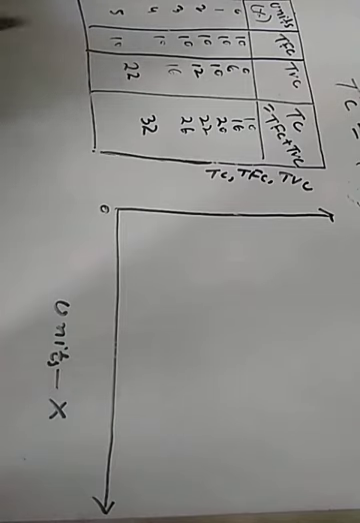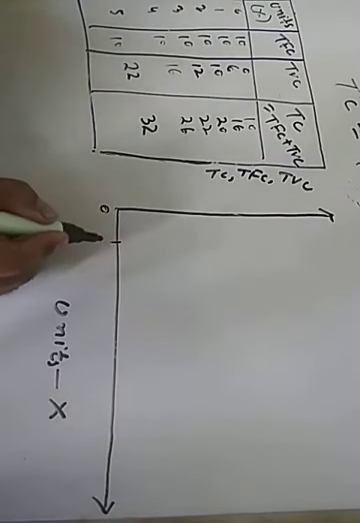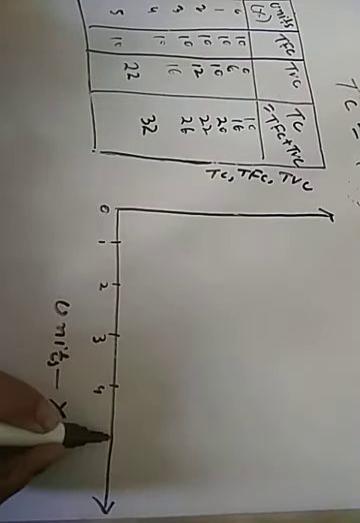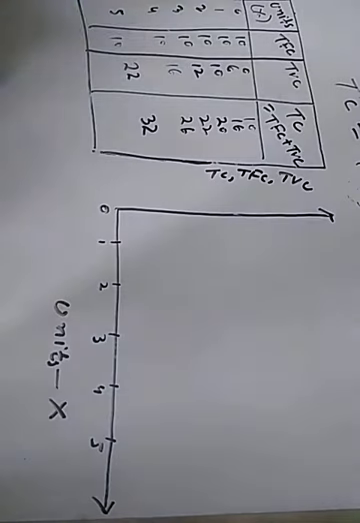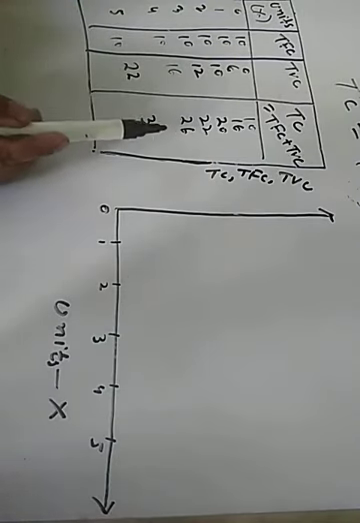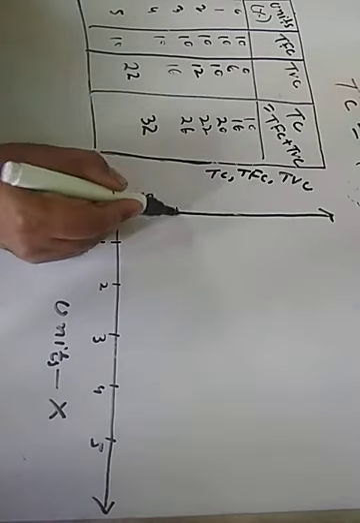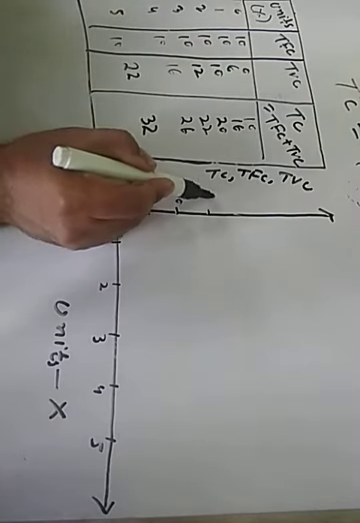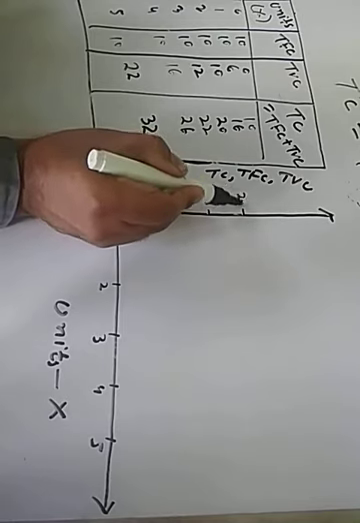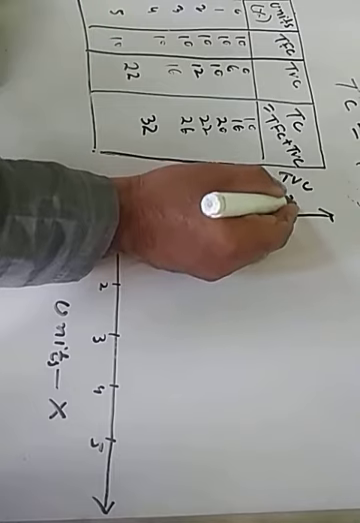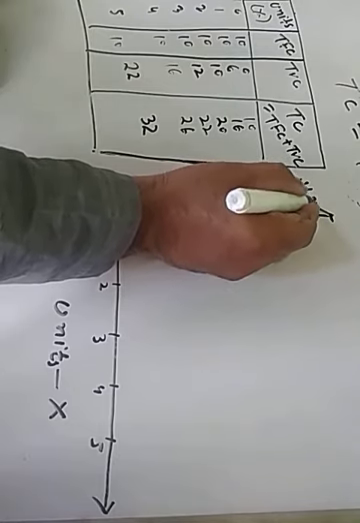First we will draw a curve for the total fixed cost curve. Units produced are 1, 2, 3, 4, and 5. The highest value in this table, that is the highest value of total cost, is 32 and the lowest is 10. We will start from 5, 10, 15, 20, 25, 30, and 35.